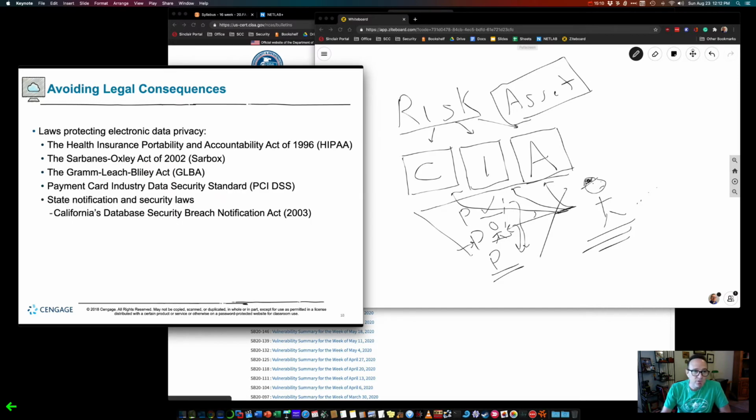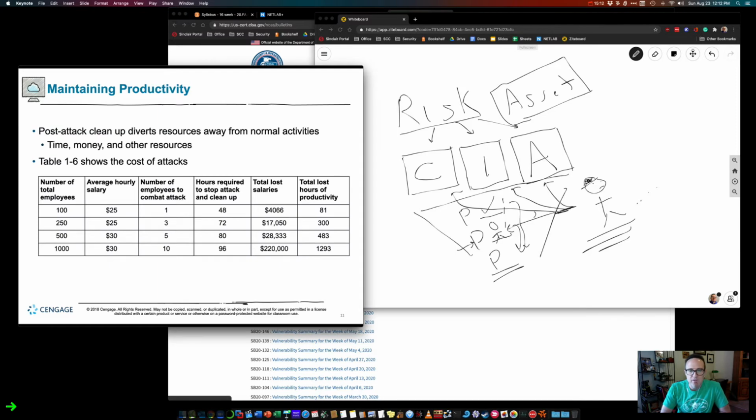Those legal consequences for not adhering to those policies. So there's a table here, the cost of the attack.